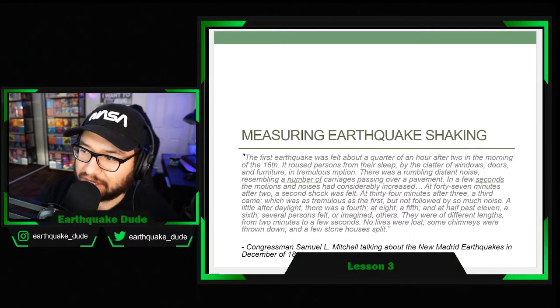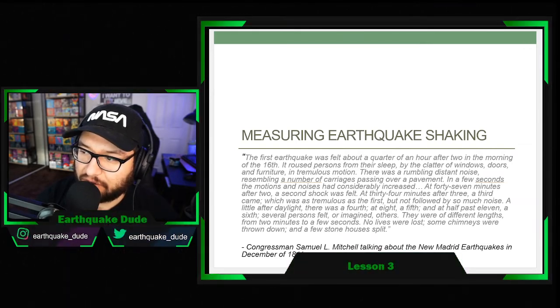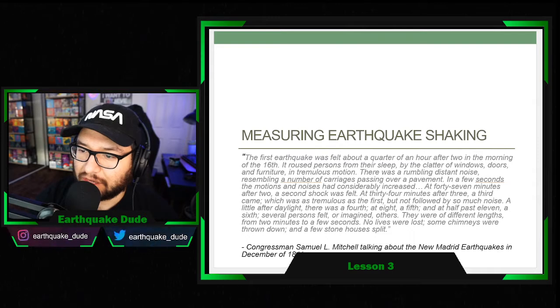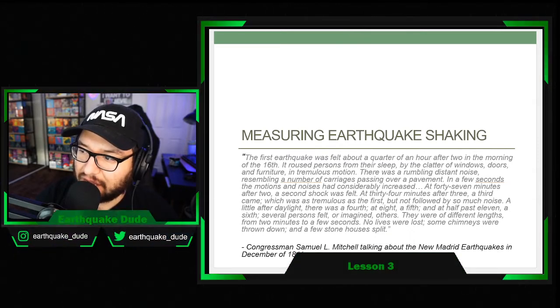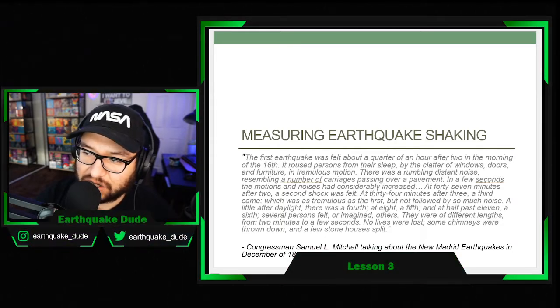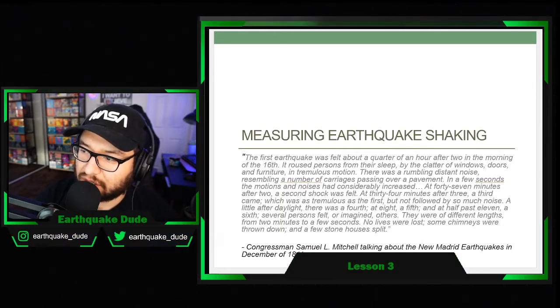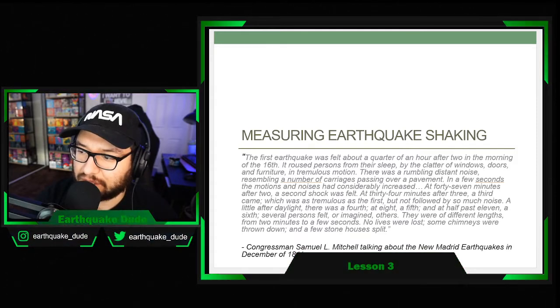At 34 minutes after 3, a third came, which was as tremulous as the first, but not followed by so much noise. A little after daylight, there was a fourth. At 8, a fifth. And at 11:30, a sixth. Several persons felt or imagined others. They were of different lengths, from 2 minutes to a few seconds. No lives were lost, some chimneys were thrown down, and a few stone houses.